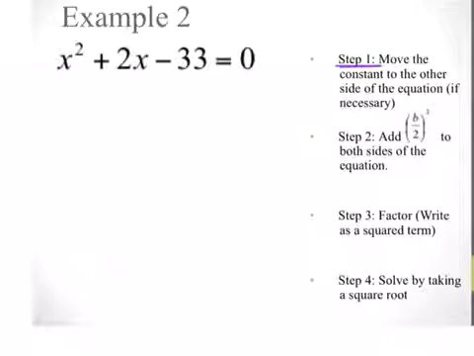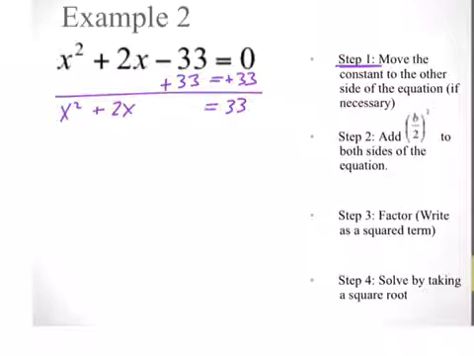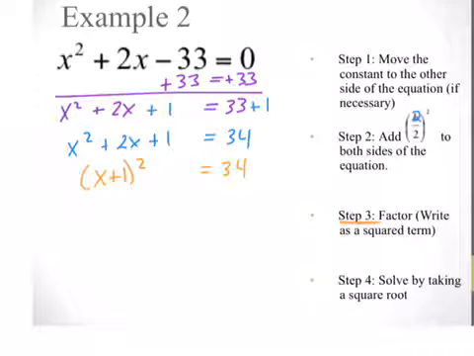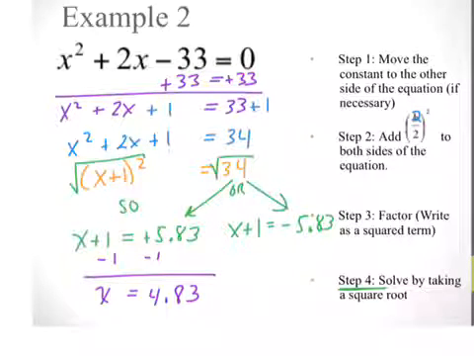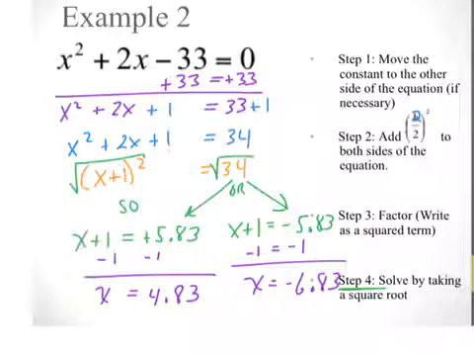Step 1. Move the constant to the other side of the equation if necessary. So I have moved 33 to the right-hand side. Step 2. Add b divided by 2 squared to both sides of the equation. So I'm going to add 2 divided by 2, which is 1, squared, which is 1, to both sides of the equation. Step 3. Factor. Well, x squared plus 2x plus 1 is x plus 1 squared. Now step 4. Solve by taking the square root. As you see, I have subtracted 1 from both sides and get x equals 4.83, or x equals negative 6.83. And that's my solution set.